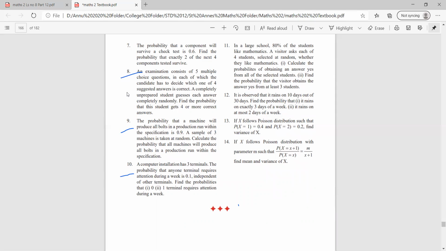An examination consists of 5 multiple choice questions, in each of which the candidate has to decide which one of 4 suggested answers is correct. So there are 5 MCQs having 4 options each, out of which one answer is correct. A completely unprepared student guesses each answer completely randomly. Find the probability that this student is getting 4 or more answers correct.